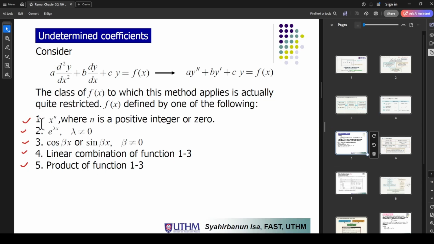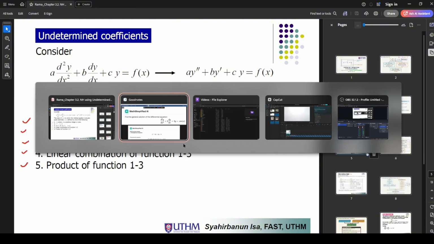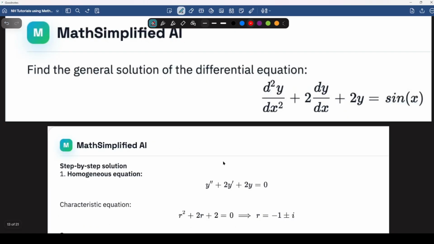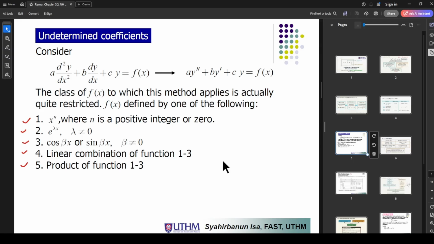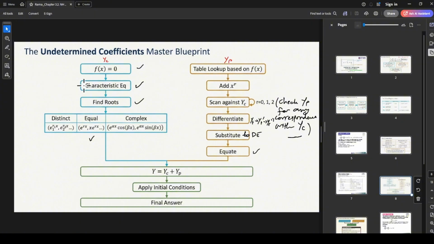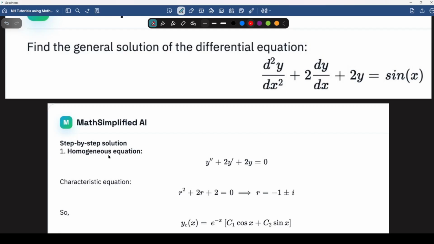Here, the first case is where it is a polynomial. The second case is where it is an exponential, and case number 3 is when it is a trigonometric cosine or sine of beta x, where beta is not equal to 0. So again, same as before, we follow the flowchart, which is finding the characteristic equation and then finding the roots.